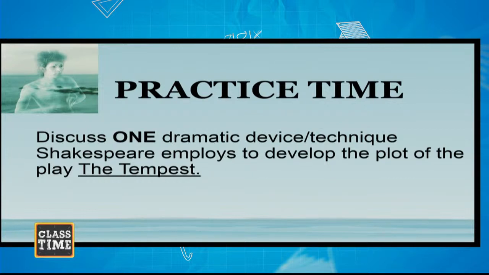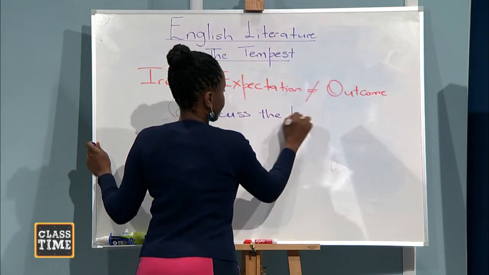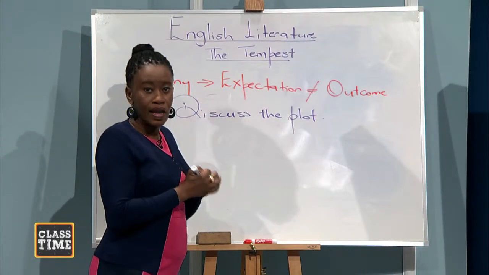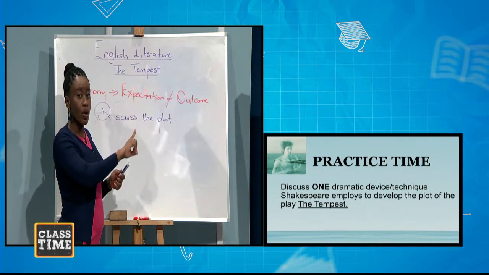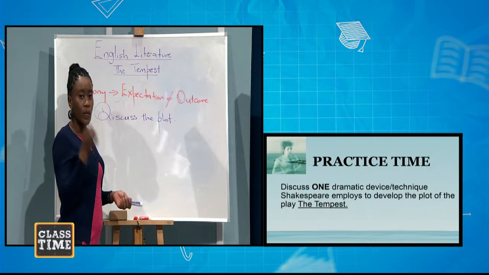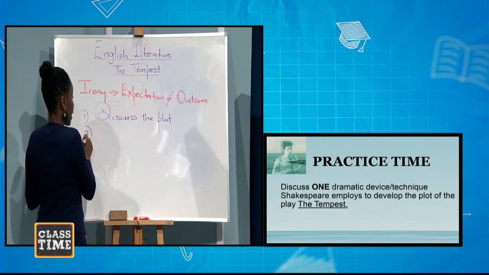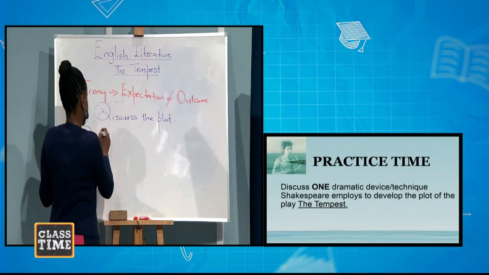All right, so the first thing is to discuss the plot of the play. Discuss the plot. That is step one. What does the plot entail? After you have done that now, then you're going to select how many devices or techniques? 1. So don't bother to show off your knowledge on the 10 devices that you know. The question asks you for 1 device or technique. So you select that device. Name the device, and you can also give a brief explanation as to what the device is all about.